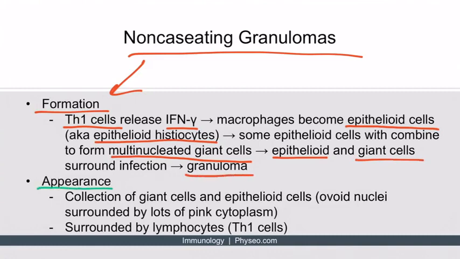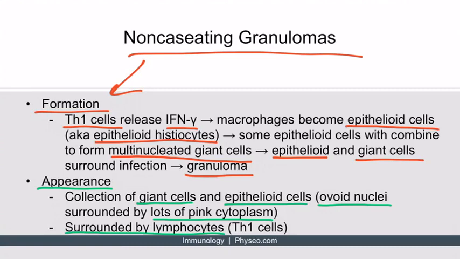Now let's talk about the appearance. Granulomas are basically a collection of these giant cells and epithelioid cells. And the epithelioid cells are cells with ovoid nuclei surrounded by lots of pink cytoplasm. I'll show you what this looks like. Next, granulomas are surrounded by lymphocytes. And in chronic inflammation, what lymphocytes generally invade the tissue? That would be T cells.